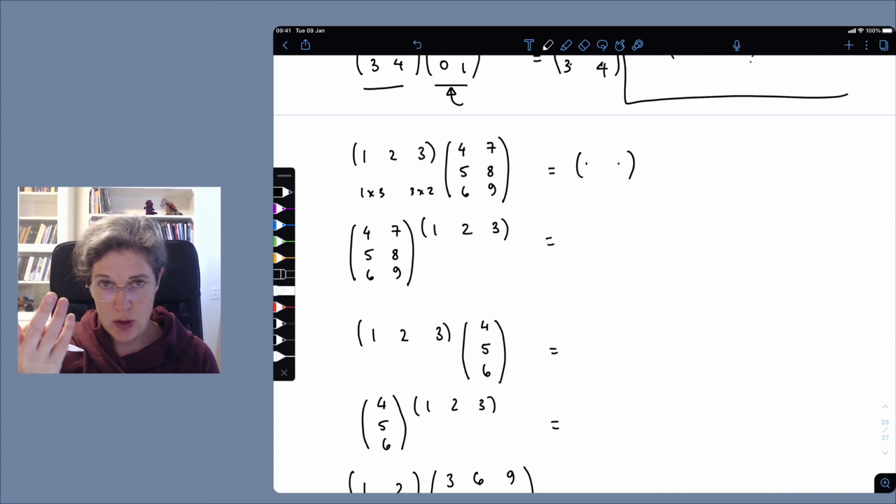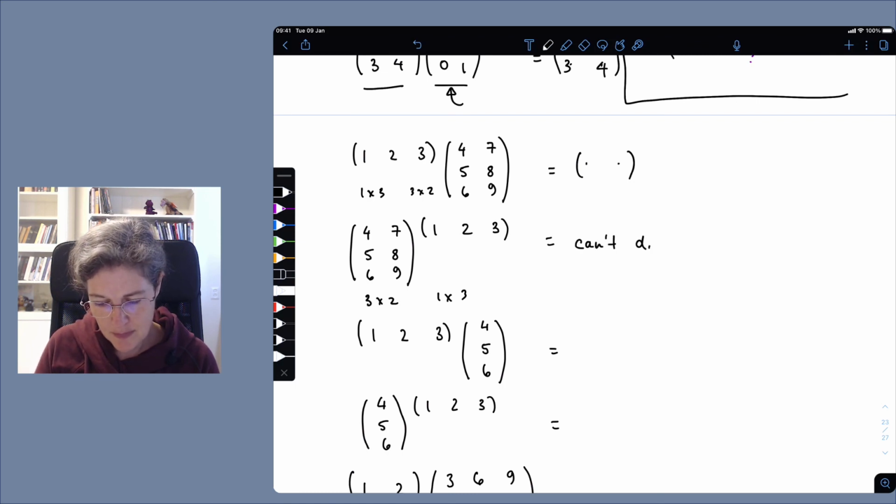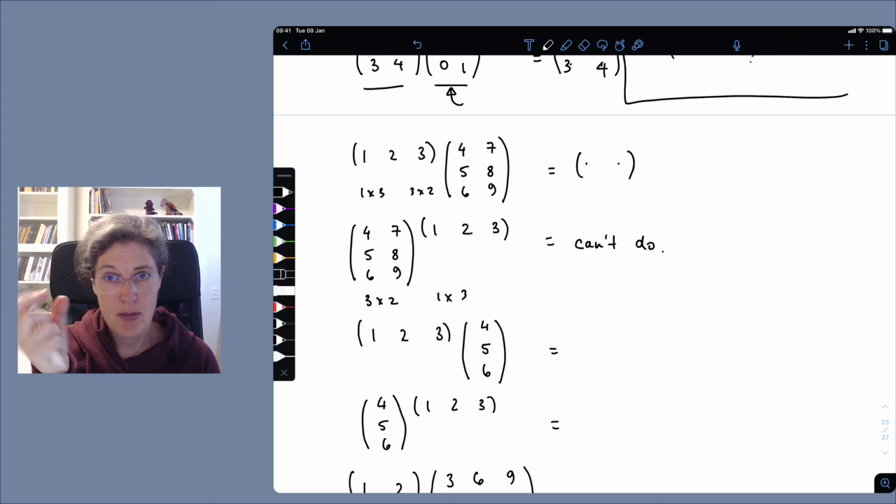But if we switch the order, so now we've got a 3 by 2, and we're trying to multiply it by a 1 by 3, we can't do it. So you might have a situation where you simply cannot multiply two matrices together, or you might have a situation where you can multiply them in one order, but not any other order.